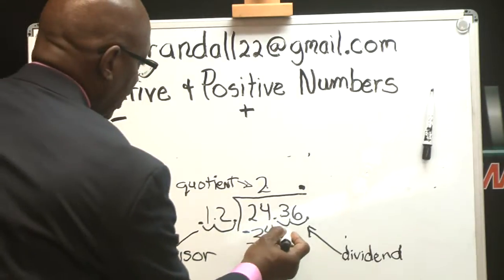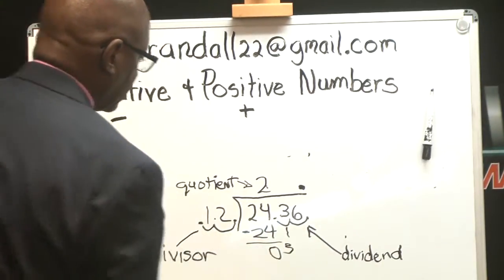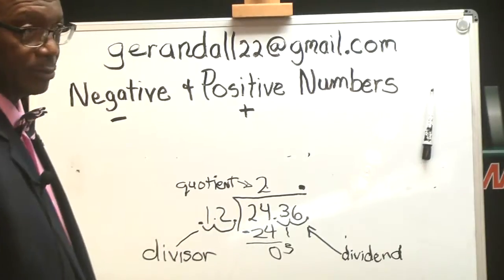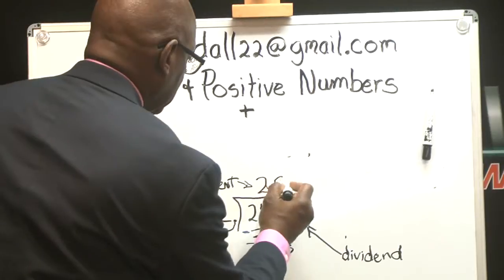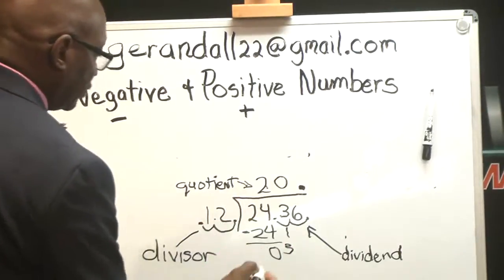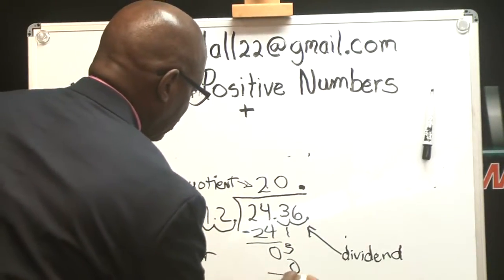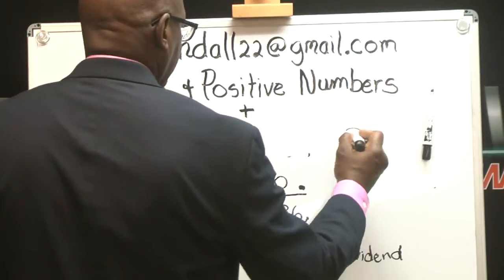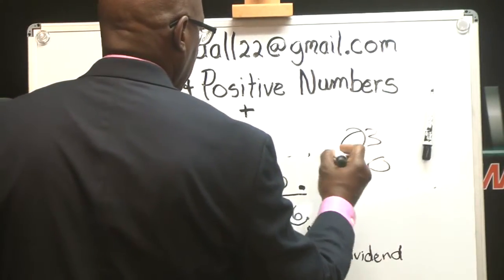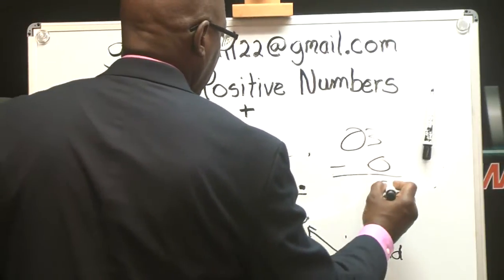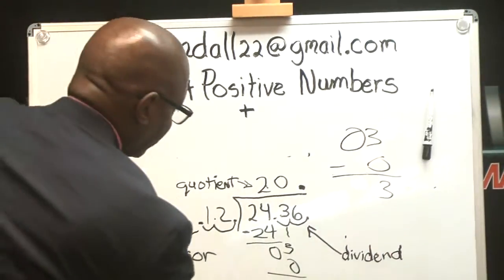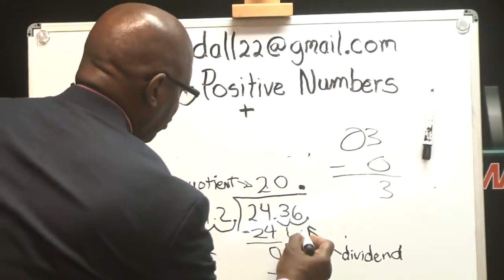Next step is to bring down 3. Can 12 go into 3? No. So we go 0 times. And 0 times 12 is 0. Now I'm going to have to bring this up here so you can see. And now we have 3, and we have 3 here. And we'd bring down the 6.